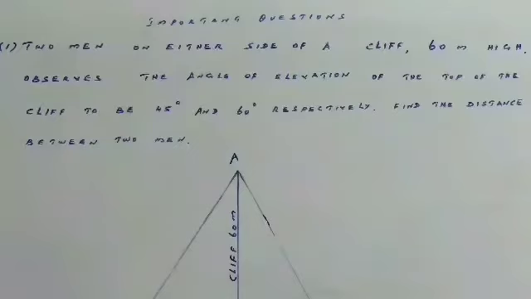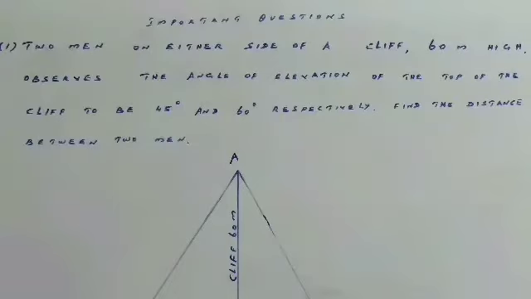Maximum. All the problems are frequently asked in board exam. Now listen to the first question. Two men on either side of a cliff 60 meter high. So the cliff height is 60 meter.